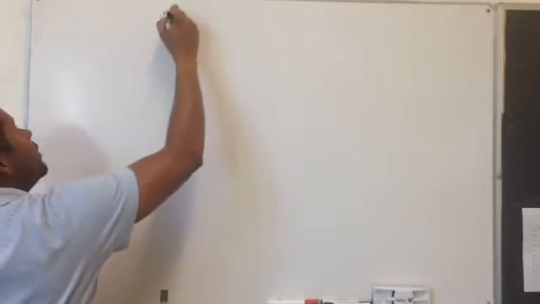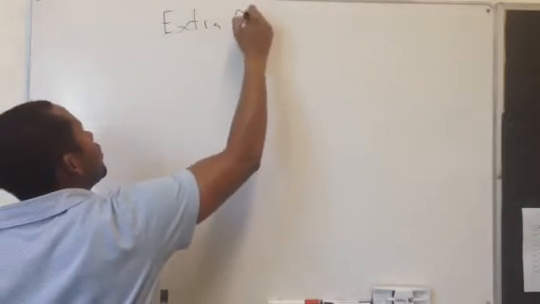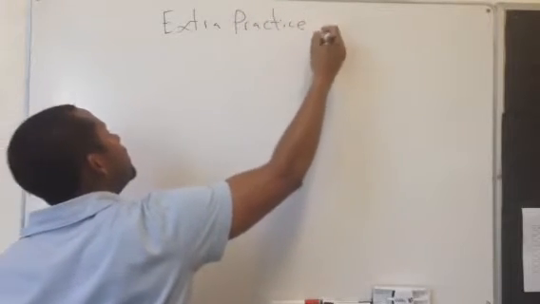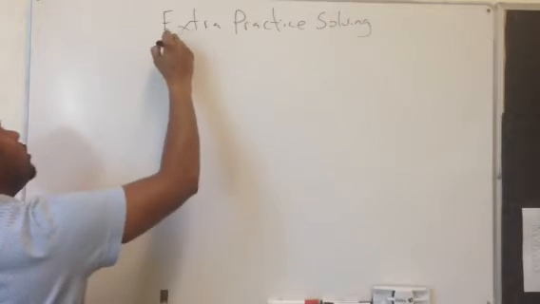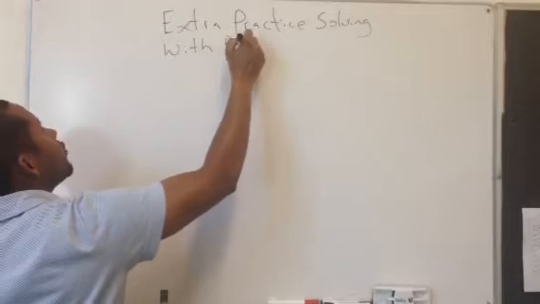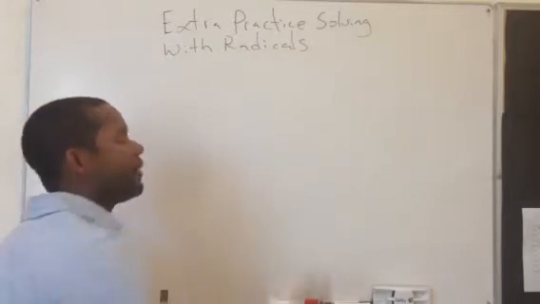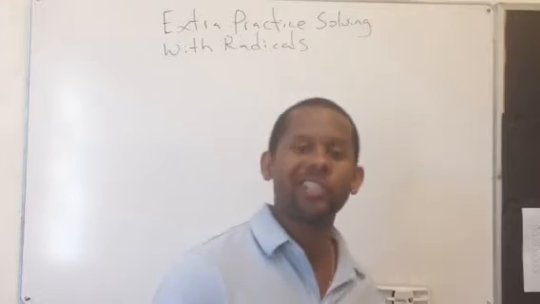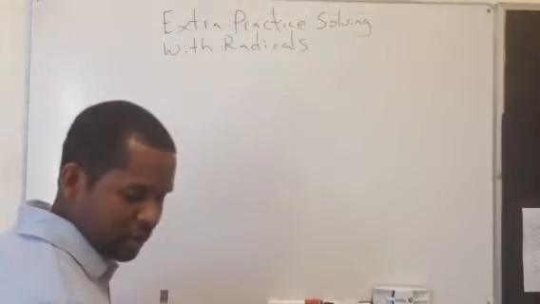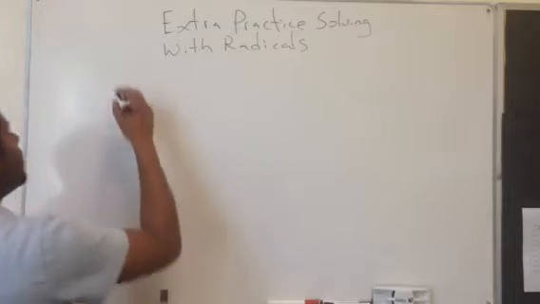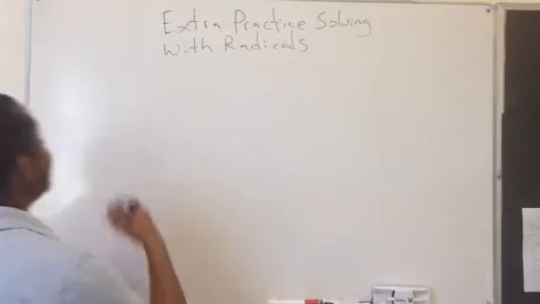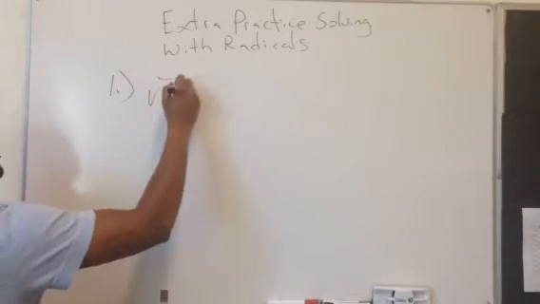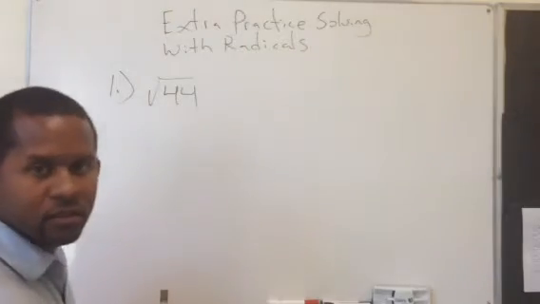So, today, let's do a little extra practice solving with radicals. Okay? So we're going to do some extra practice solving with radicals, what we just did in class today. So let's keep it easy. You do this for me. I'm going to put up a problem, you solve it, I'll do it, check to see if you got it right. First one says square root of 44. Pause right here, solve that.